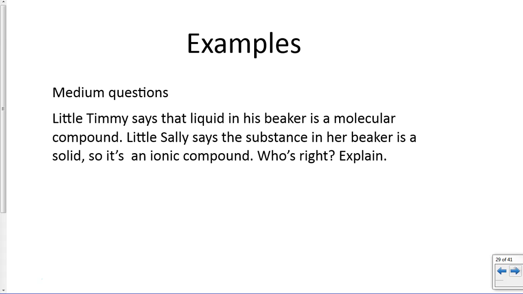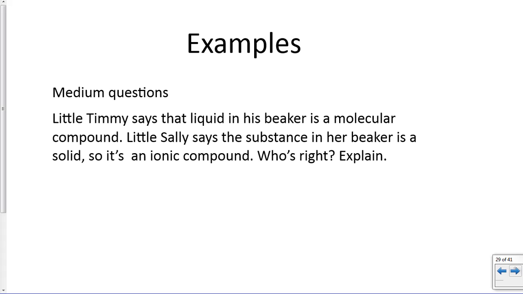Okay, another example, another medium question. Little Timmy says that the liquid in his beaker is a molecular compound. Little Sally says that the substance in her beaker is a solid, so it's an ionic compound. Who is right? Let's talk about Timmy first. Timmy obviously has a liquid in his beaker, and he's claiming that it's a molecular compound.